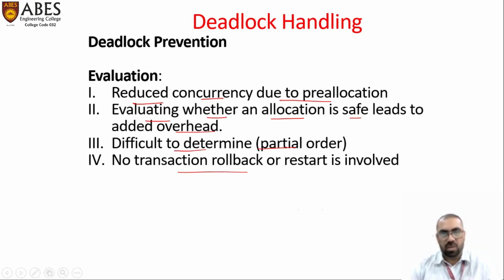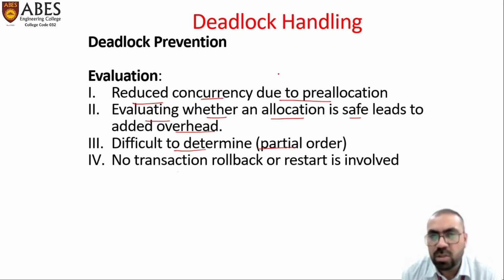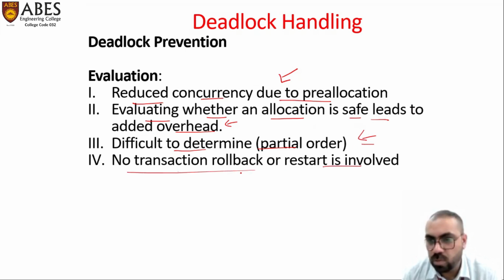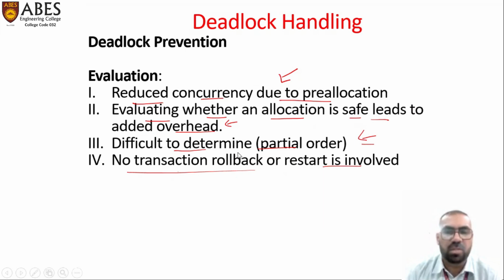or restart is involved. So we are talking about deadlock handling. What deadlock handling says is reduce the concurrency due to the pre-allocation, because we've already allocated. Evaluating whether an allocation is safe leads to added overhead. It is difficult to determine because of partial order, and no transaction rollback or restart is involved. So we can say we can have an evaluation on this.